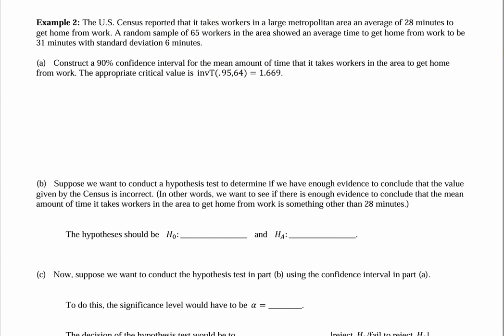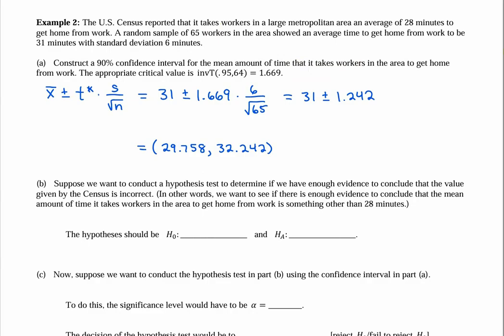And then we want to construct a 90% confidence interval, and the critical value is sitting right there. There's the invT, so we don't have to go get it. We can just go ahead and use that 1.669. We have everything that we need to sub into the confidence interval formula. So if we sub in 31 for X bar, 6 for S, 65 for n, and there's the critical value, what you'll get is 1.242 roughly for the margin of error, and then you get this confidence interval here. And then from there, we can make a decision pretty quickly about the null hypothesis.